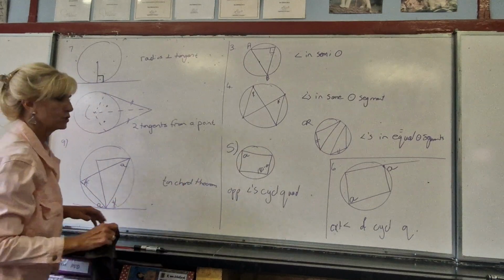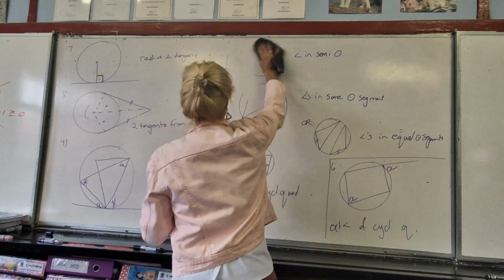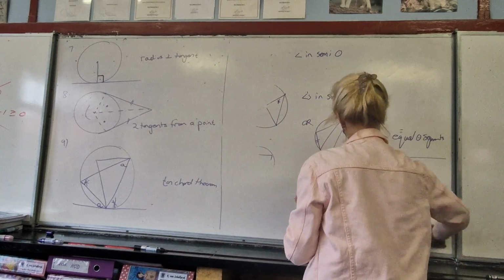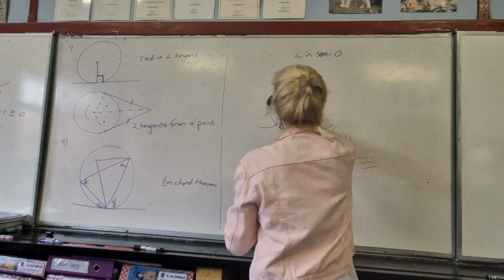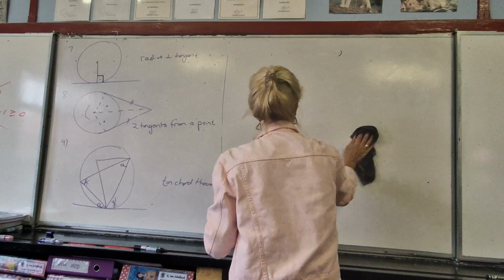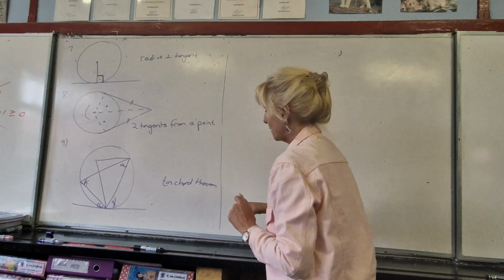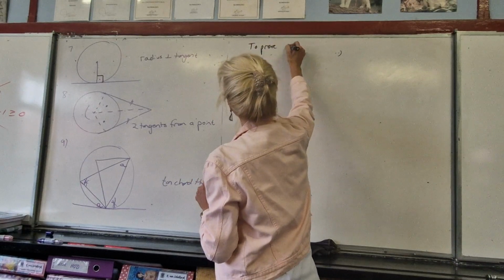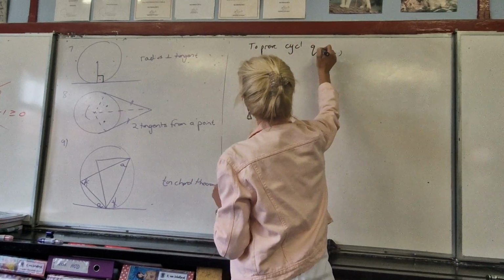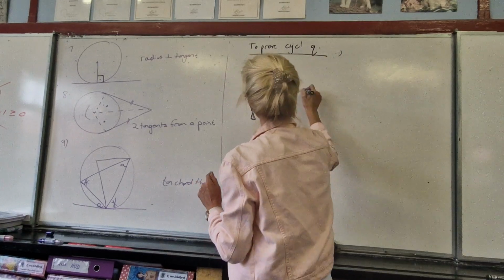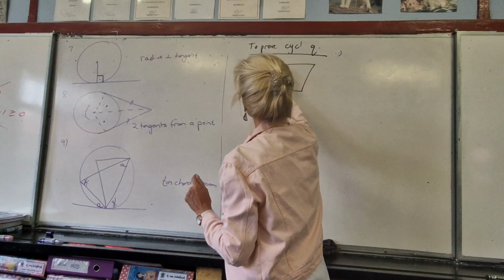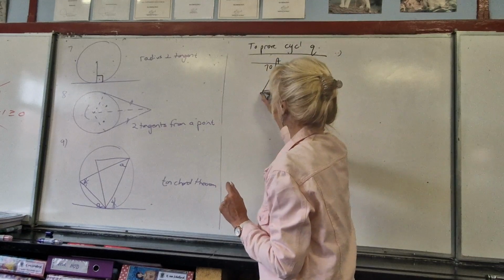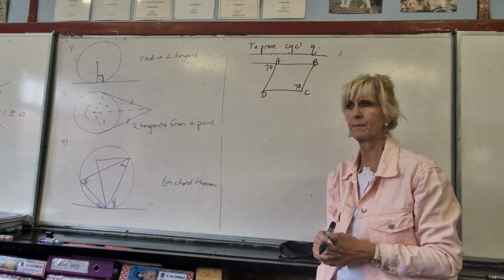What are the other things that you had to do in grade 11? Prove that something is a cyclic quad, or any of the others as well. We'll go through them now. But the main thing is to prove a cyclic quad. If I just gave you something like that, and I asked you if ABCD was a cyclic quad, what would be the reason?